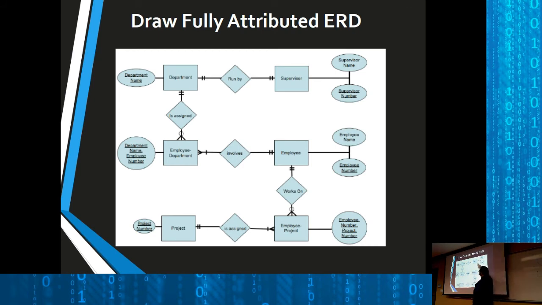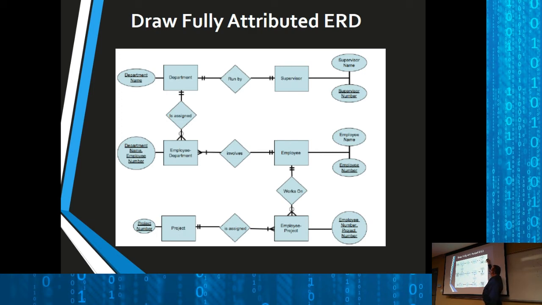Okay, let's go with the supervisor. Supervisor's an entity. It's a square box. Relationships are a diamond. Attributes are a circle, right? Our three primary shapes.